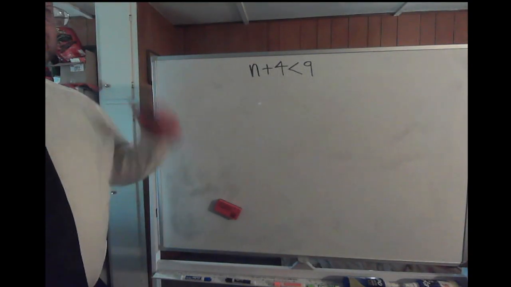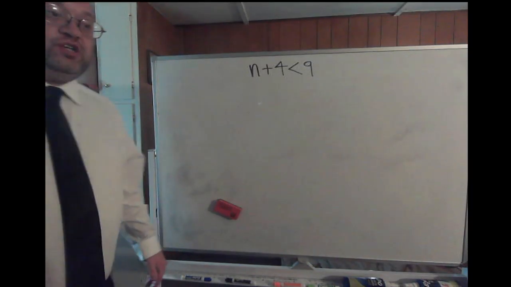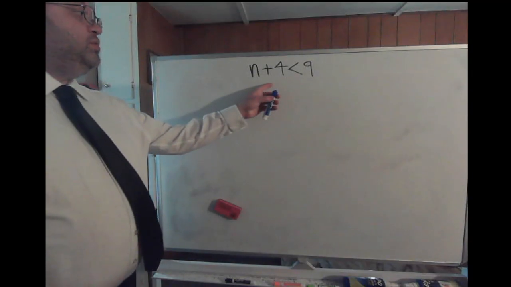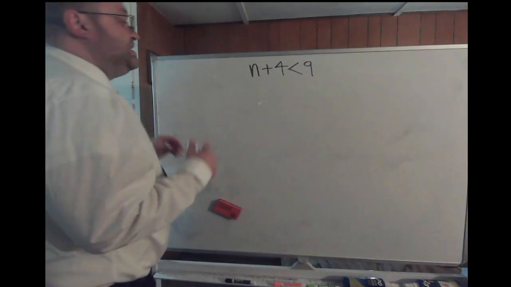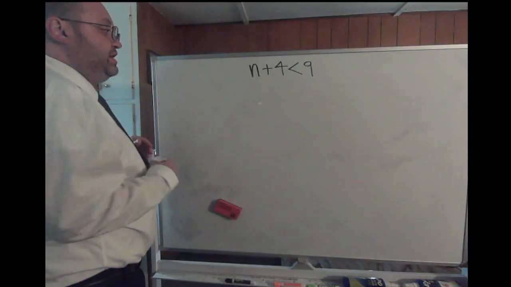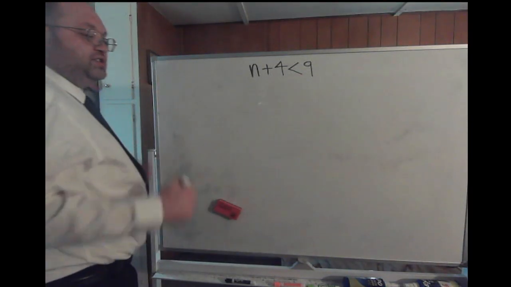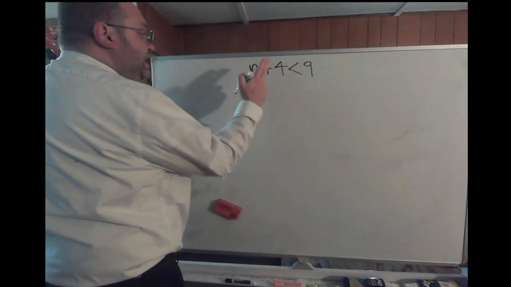Today we are going to talk about solving inequalities by addition and subtraction. So we have an inequality here. We have n plus 4 is less than 9. Really, you solve these the same way as you would an equation. Just like you would if n plus 4 were equal to 9, you're going to solve it relatively the same way. Same idea, you want to get n by itself.